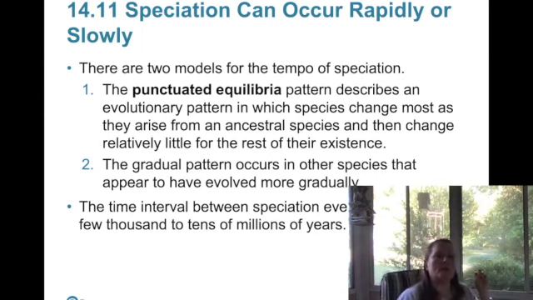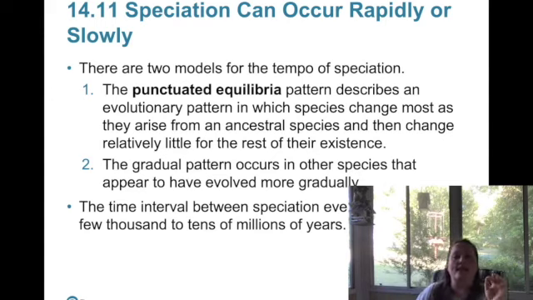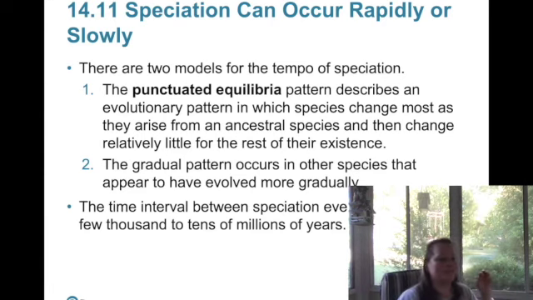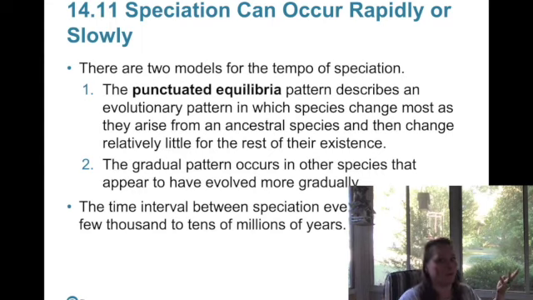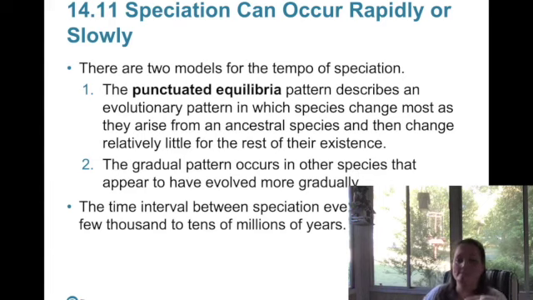Anyway, punctuated equilibria. This describes an evolutionary pattern where the species change happens, bam. Species arise from an ancestral species and then change relatively little for the rest of their existence. So it's like a change and then it's just normal. Those tend to be harder to spot, and we have something coming up which will show that. Then we have the gradual pattern. This is what we tend to think of. I tend to think more of this one, where it's slowly changing bit by bit by bit. So there you go.